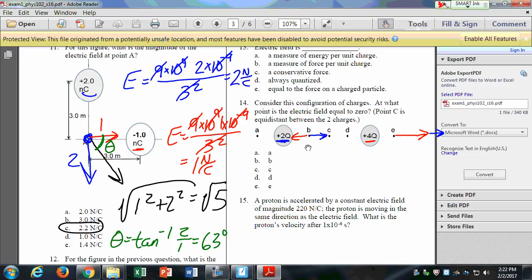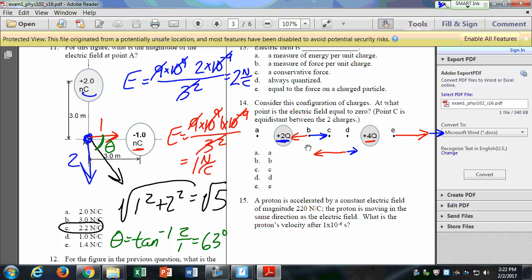For D, the vector due to the plus 4q charge is going to be really big, and the plus 2q charge is going to be smaller. The reason is, and it's similarly for C, I'm really close to this big charge, and I'm further away from the small charge. So I get a big vector due to this plus 4q, and a smaller vector due to this. These two vectors are never going to cancel out. But over here, when I'm further away from the big charge and closer to the small charge, then it's possible for those to cancel out.